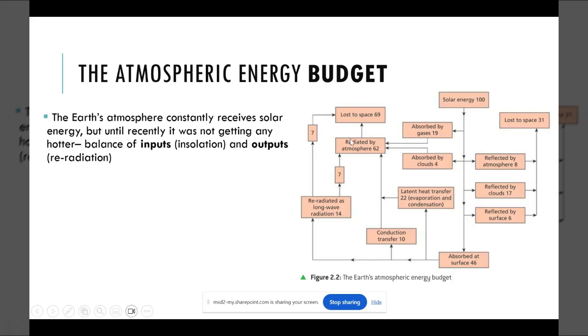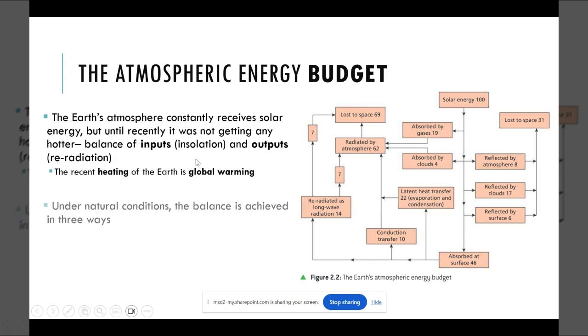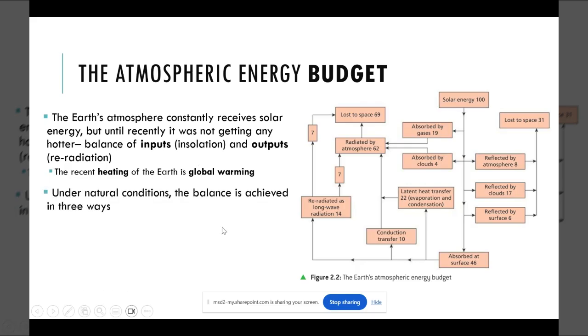But Earth's atmosphere is constantly receiving solar energy. It wasn't really getting any hotter though, because there's been a balance of inputs and outputs, but lately what we've had is more getting trapped in the atmosphere. Again, eventually it all has to come out, but it's just getting trapped for longer periods of time. So the recent heating of the Earth is called global warming. The balance is achieved usually in three ways.